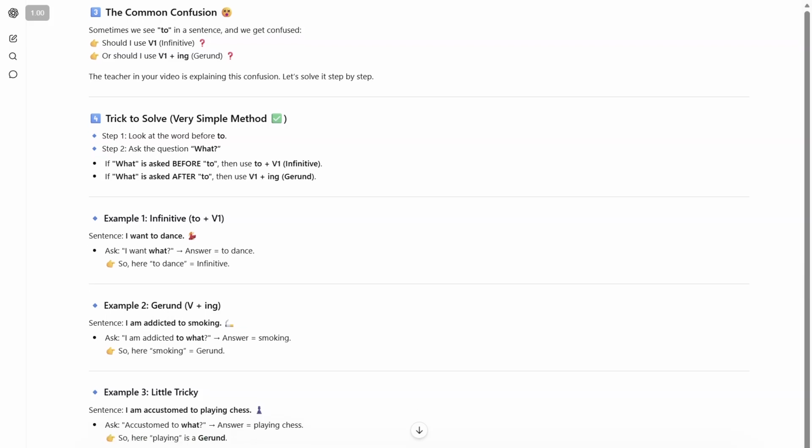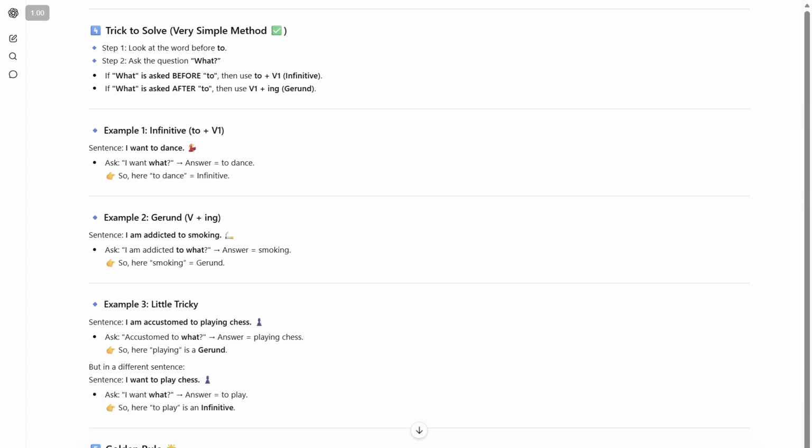Example 1, infinitive, to plus V1. Sentence: I want to dance. Ask, I want what? Answer, to dance. So here "to dance" equals infinitive. Example 2, gerund, V plus ing. Sentence: I am addicted to smoking. Ask, I am addicted to what? Answer, smoking. So here "smoking" equals gerund.